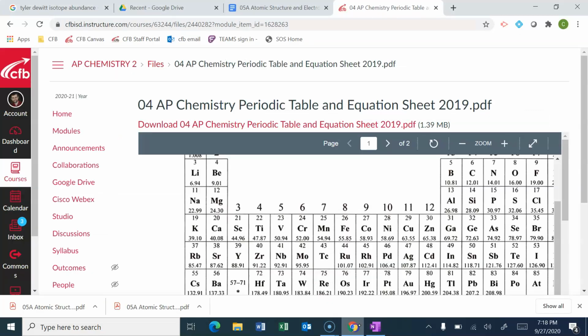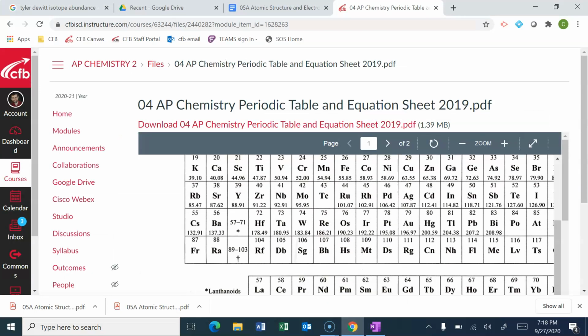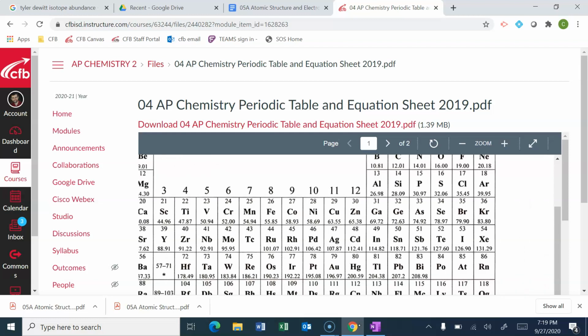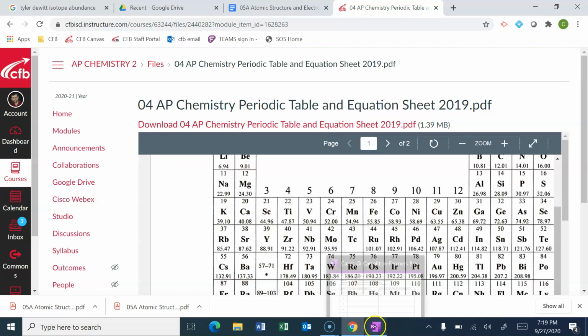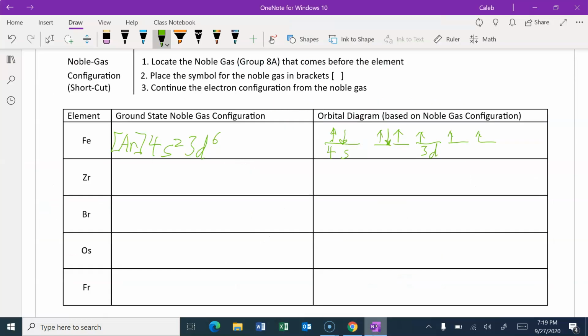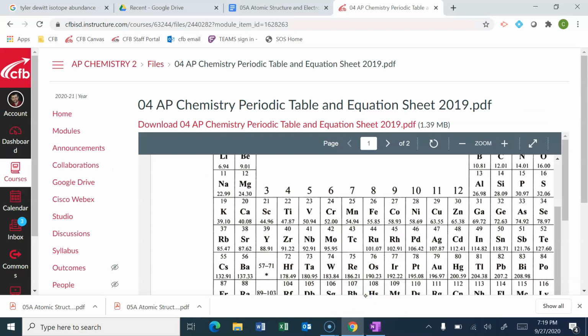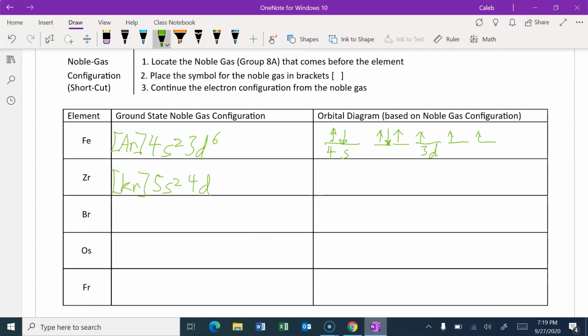Zirconium. All right, that's in row 5. So we want to find the noble gas in row 4, which is krypton, Kr, and then we go to 5s. So we have Kr, 5s2, and then 4d. I did not count, so let's go back. 4d for zirconium, it's going to be 4d, 1, 2, 4d2.